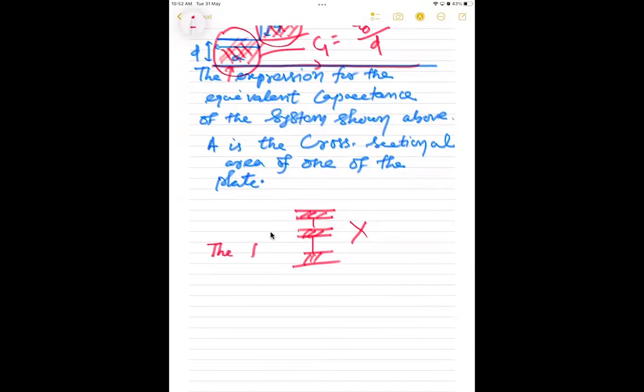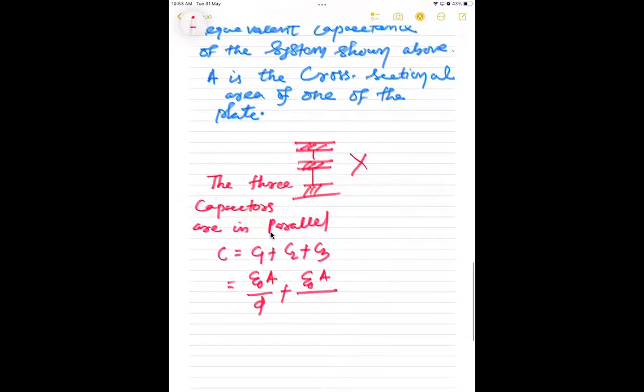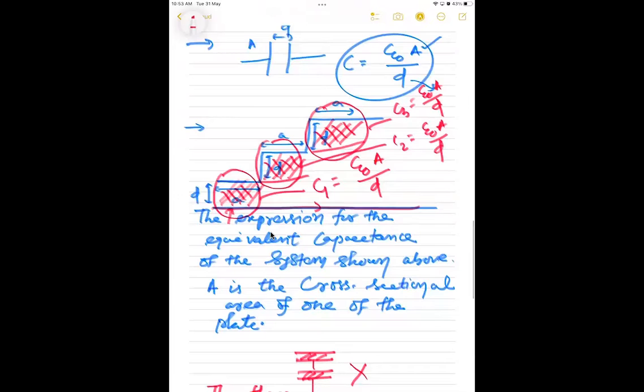Understood all? The three capacitors are in parallel. If three capacitors are in parallel, then the total is how much? C1 plus C2 plus C3. Simple addition. Correct or not? Epsilon naught A by D, because all have the same dimension. One important thing here, students.